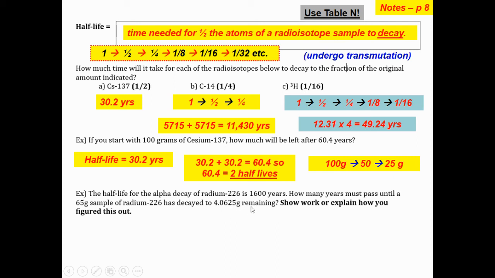First thing you do is make your chart, but instead of 1 to a half to a quarter, or 100 grams to 50 grams to 25 grams, we're starting out with 65 grams. So we'd make a little chart like this. 65 grams, after one half-life, half of that is 32.5, half of that is 16.25, half of that is 8.125, half of that is 4.0625. Hey, we hit the target.